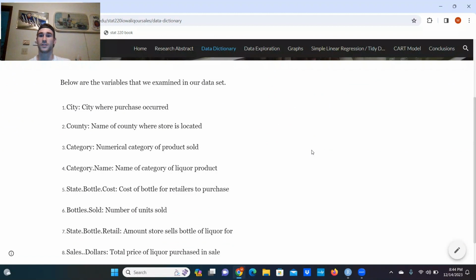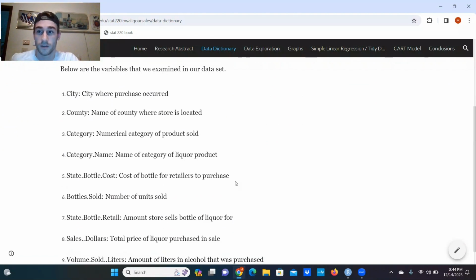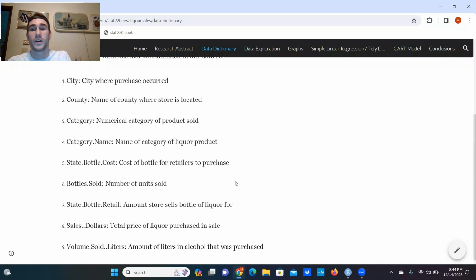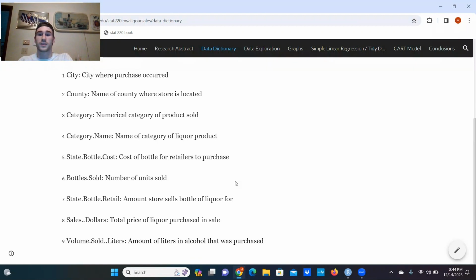So the city, obviously, is the city where the purchase occurred. The county would be whatever county the city resides in. The category refers to the numerical category of the product sold. Category name is the name of the category of the liquor product. State bottle cost is the cost of a bottle for retailers to purchase.